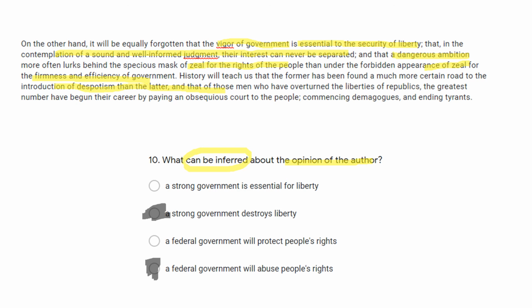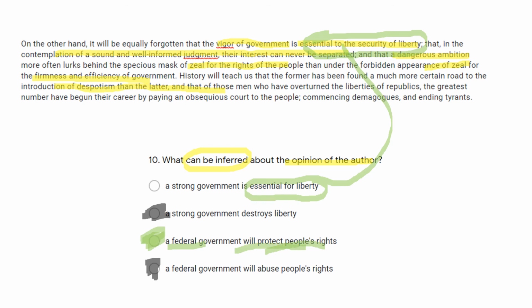Now, is it going to be A or C? And it's difficult. I made this question. I'm just realizing it's quite a difficult question. I'm wanting you to choose C because it's choosing a federal government will protect people's rights. If you said essential for liberty, then actually you're not choosing an inference. You're choosing something that is stated directly in the passage. What you can guess he means is that the federal government will protect people's rights. Answer A is stated directly. Answer C is the inference that you can make.